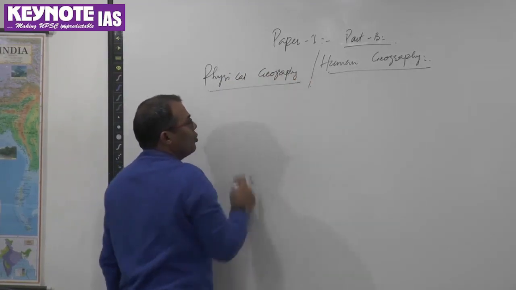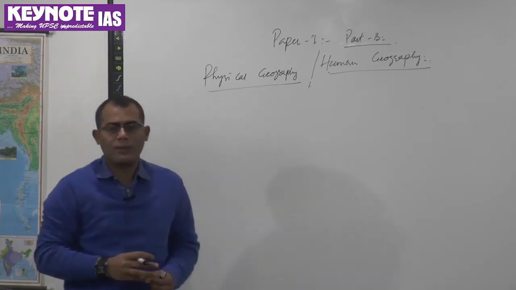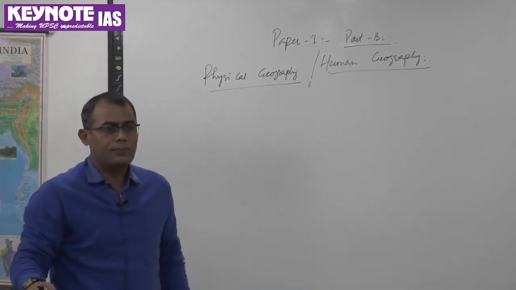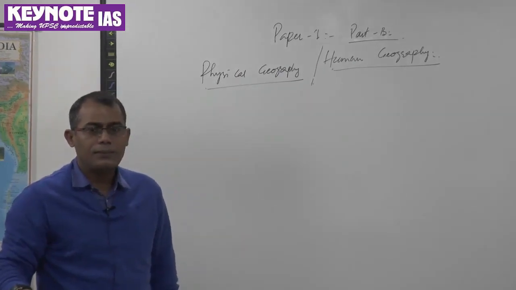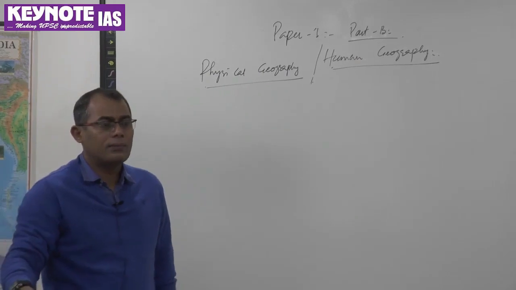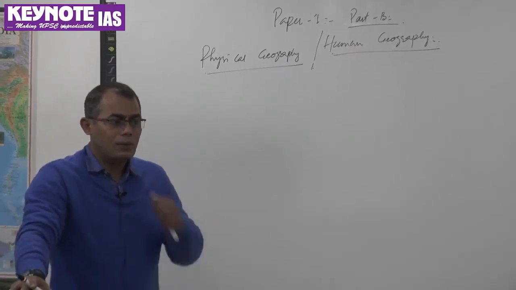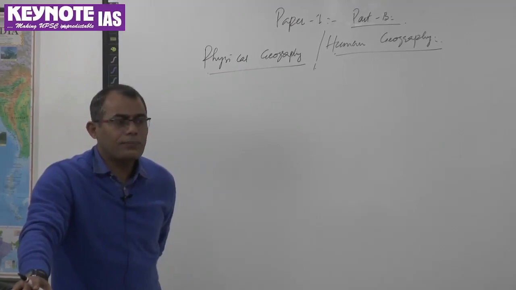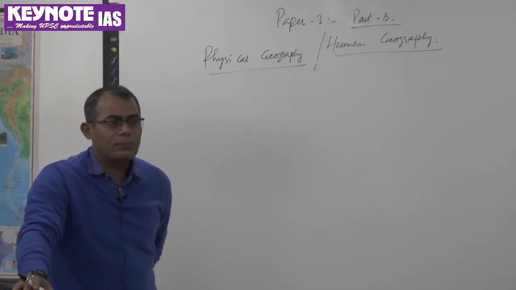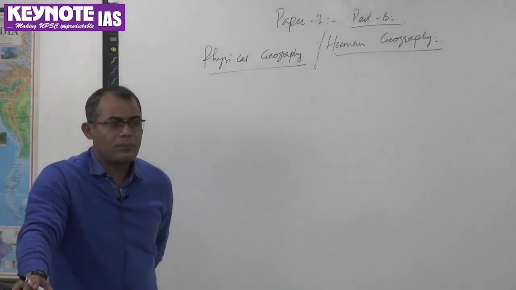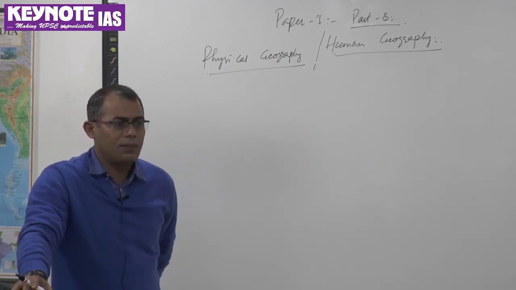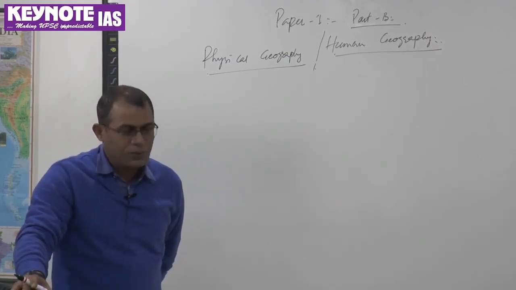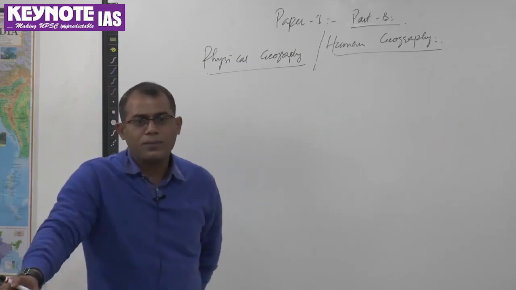How is human geography different from physical geography? Any idea? The application part, which is more connected to human beings, their eating habits, their living style, their habitation pattern, all that depends on physical geography can be attributed to human geography. So let's say we talk about the dietary habit. Is that a part of geography or a part of anthropology?